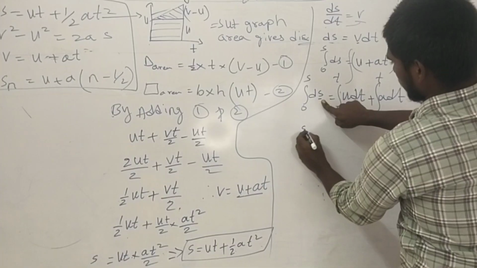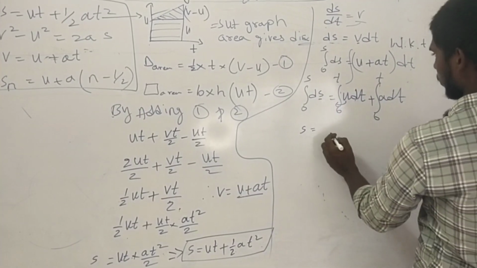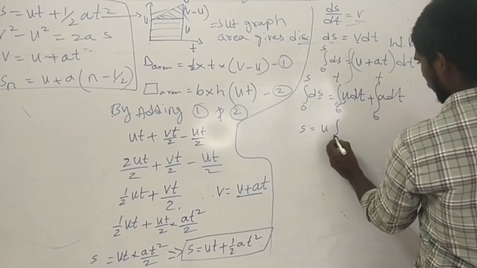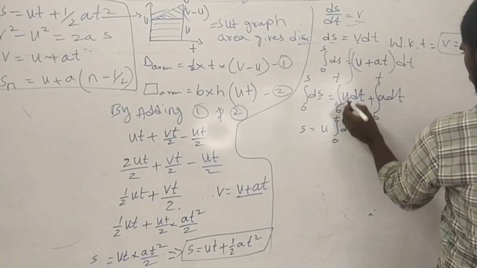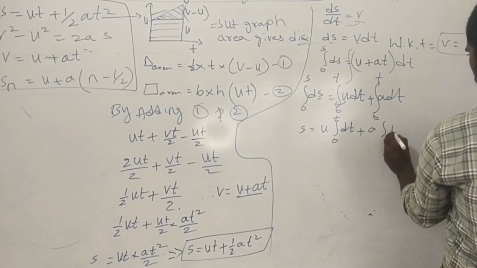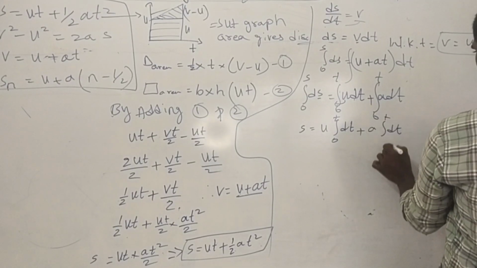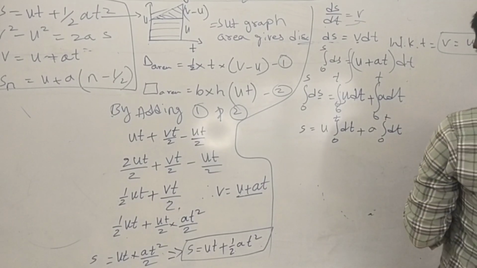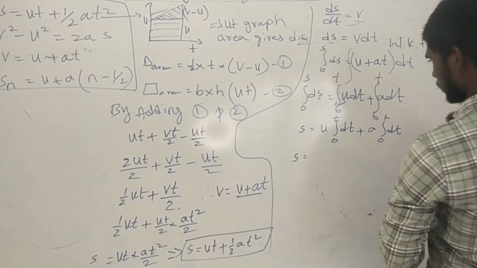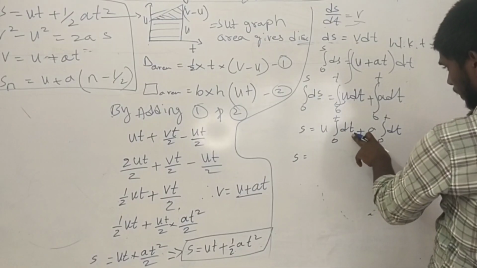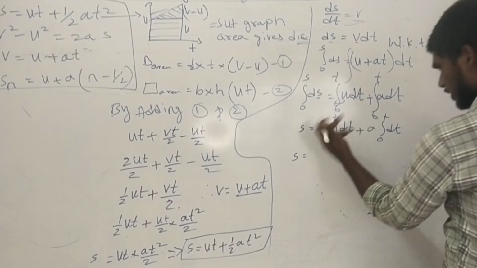So s is equal to u, taking u out as a common factor, the integral of dt from 0 to t, plus a, which will move outside as a common factor, the integral of t dt, also from 0 to t. Now let's see, s is equal to the integral of dt, upper limit minus lower limit. The upper limit is t, the lower limit is 0, so the integral of dt is only t.